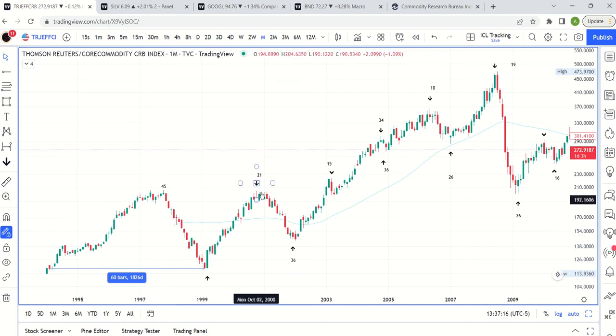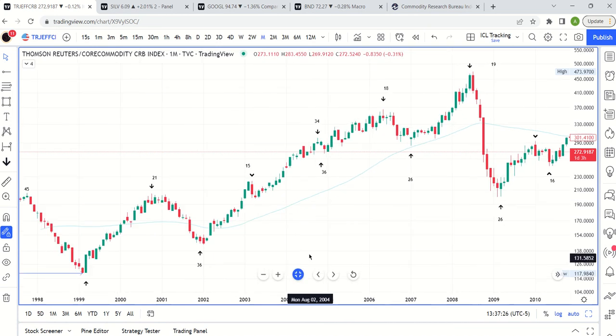And then you have this other period of rise. That was for 21 months. I had already marked this previously. And then we decline into a 36-month low. So that's 21 months rally, 15 months decline, right?